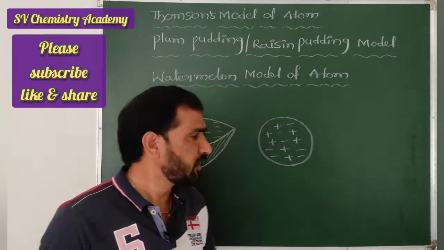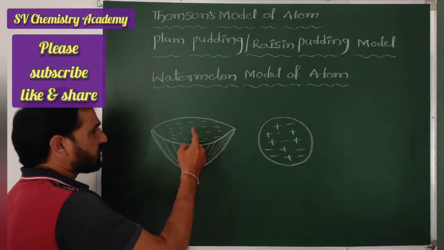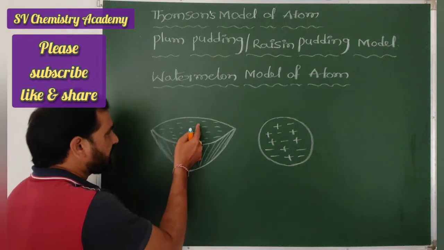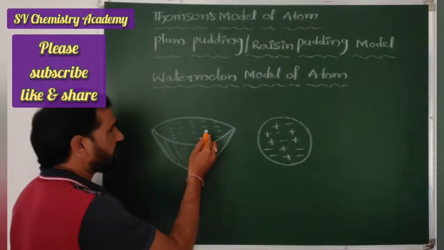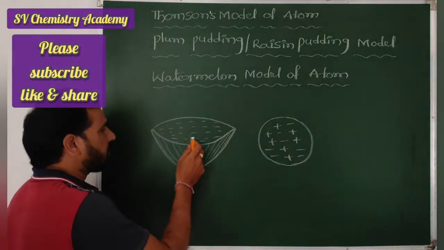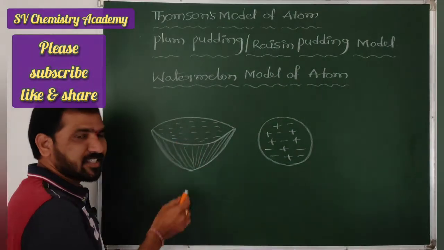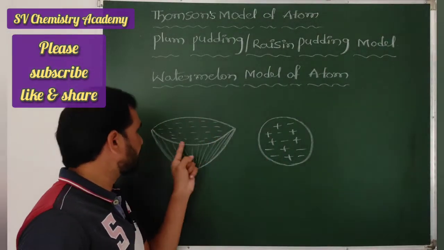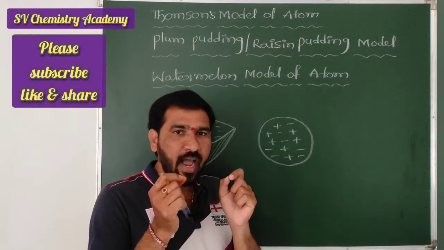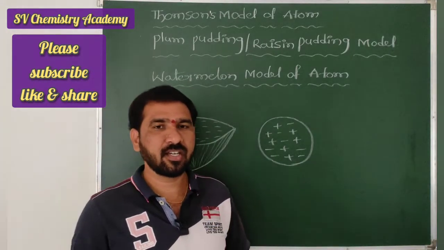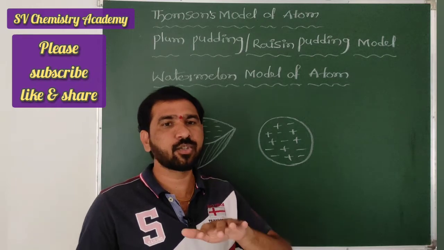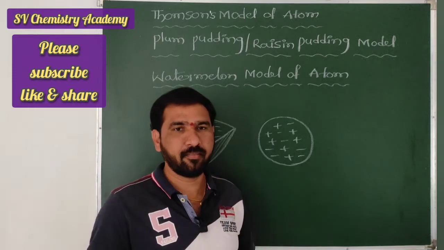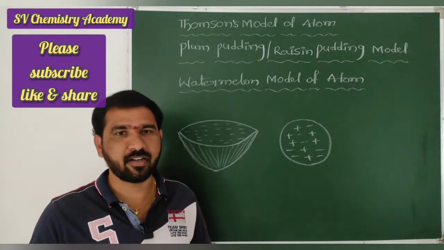Let me discuss that. This is the cross section of a watermelon. If you see this cross section, this is the pulp of the watermelon, the red colored pulp, and in that the seeds are embedded. Similarly, in this atom, positive charge and mass of the atom are spread throughout the atom, and in that the electrons are embedded. So this is the Thomson model of atom.